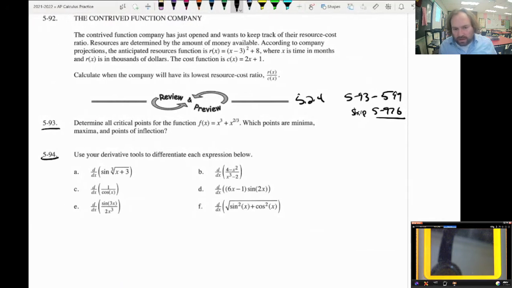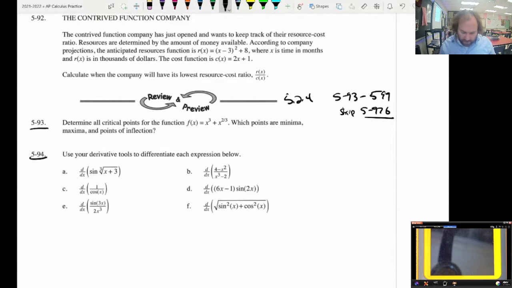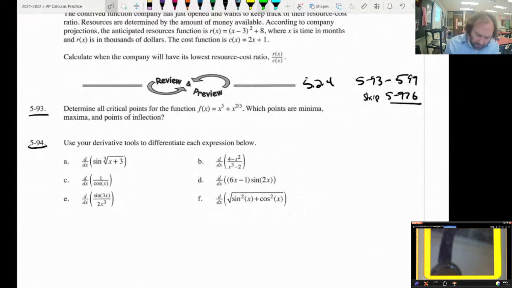Today we're talking about 5.2.4, and we're going to be doing all of the problems here except for 597b. We'll not be dealing with that giant piecewise function. We got a lot of work to do, so let's get into it.